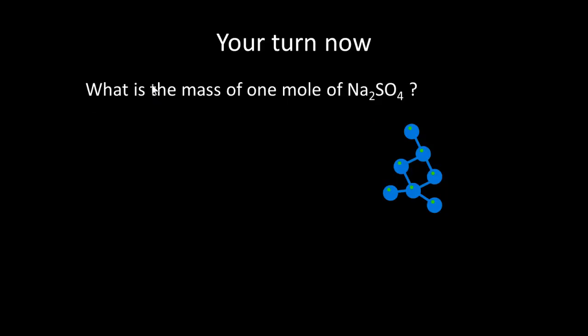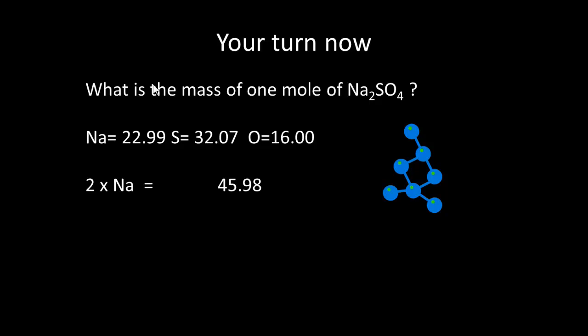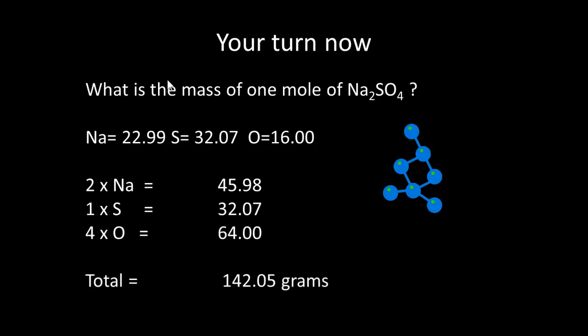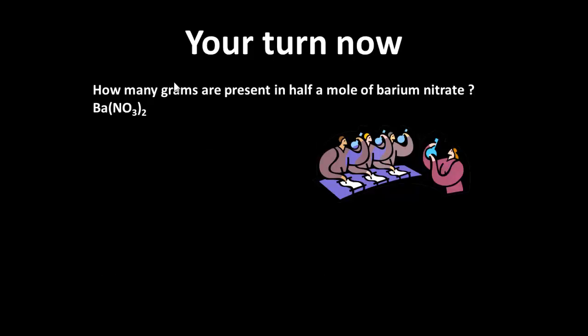Now you should be able to work out quite easily the mass of 1 mole of sodium sulfate. You can see how many atoms of sodium you have, how many atoms of sulfur, and how many atoms of oxygen you've got, hopefully. So sodium has atomic mass 22.99, sulfur 32.07, oxygen 16. If I add those up, 2 lots of sodium is 45.98, 1 lot of sulfur is 32.07, 4 lots of oxygen is 64, I've got a total of 142.05 grams. So that's my molar mass there.